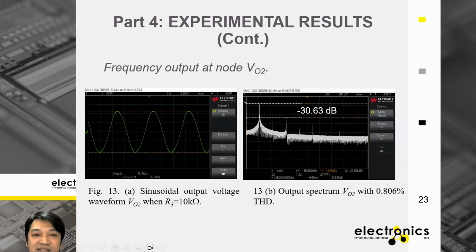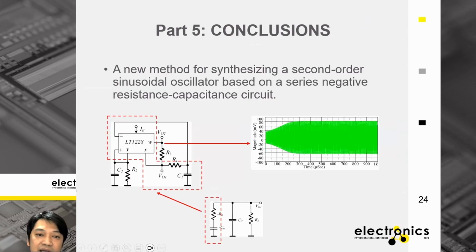And the next one is figure 13, at Vout2, whose gain depends on R3, which I set to 10K in order to obtain a gain of about 8 times at node V2. The frequency that we got is about 171.6 kilohertz, and the spectrum at node Vout2 is about 0.81% THD. Okay, I have finished explaining the experiment results.